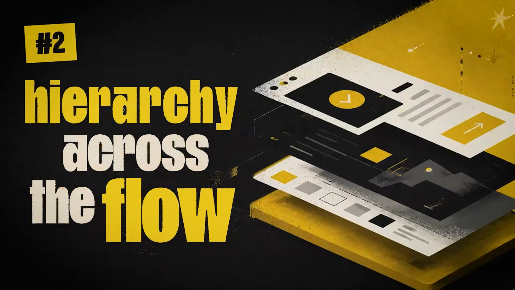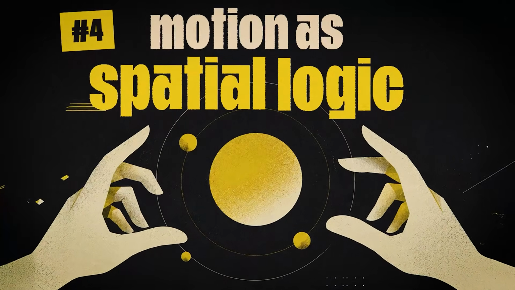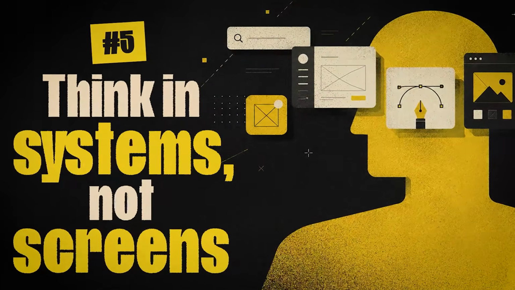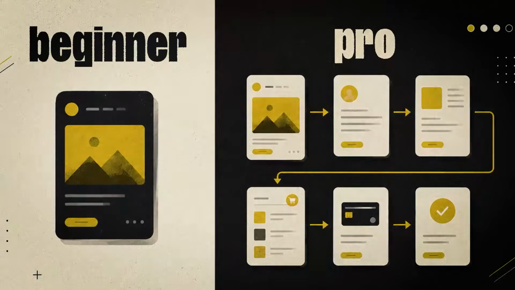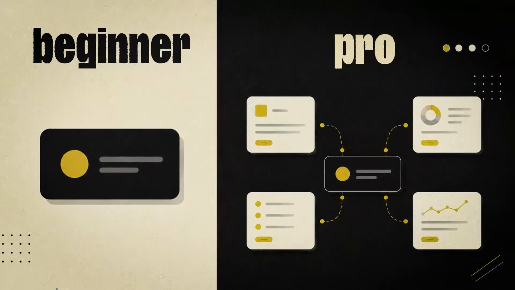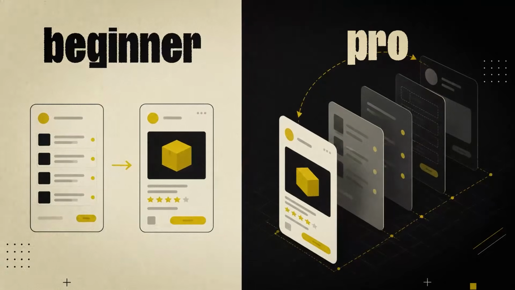So those are the five: context before verdict, hierarchy across the flow, copy that decides, motion as spatial logic, and systems as leverage. Notice what all five have in common? They're all about thinking one level higher than the artifact. The beginner sees a screen, the pro sees a flow. The beginner sees a button, the pro sees a system. The beginner sees a transition, the pro sees a spatial model.